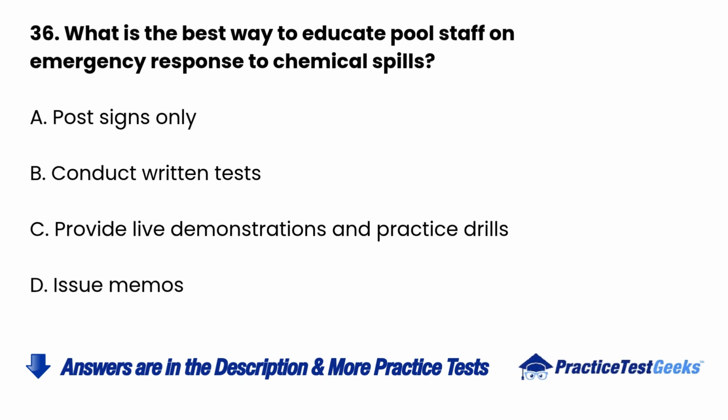36. What is the best way to educate pool staff on emergency response to chemical spills? A. Post signs only. B. Conduct written tests. C. Provide live demonstrations and practice drills. D. Issue memos.